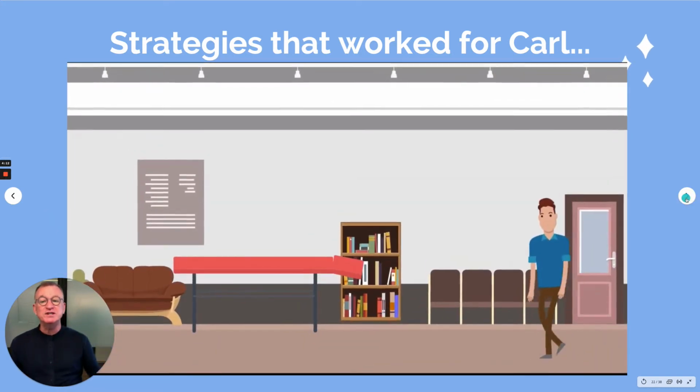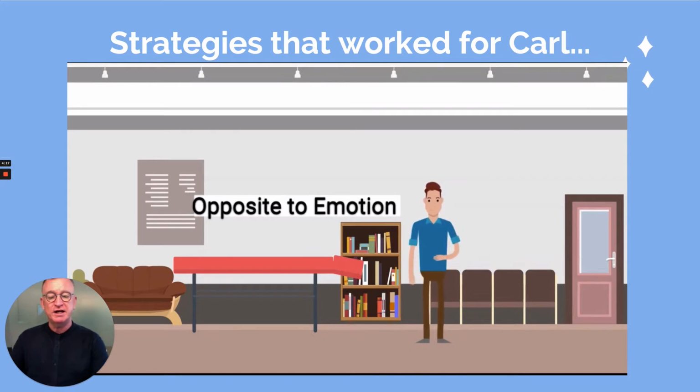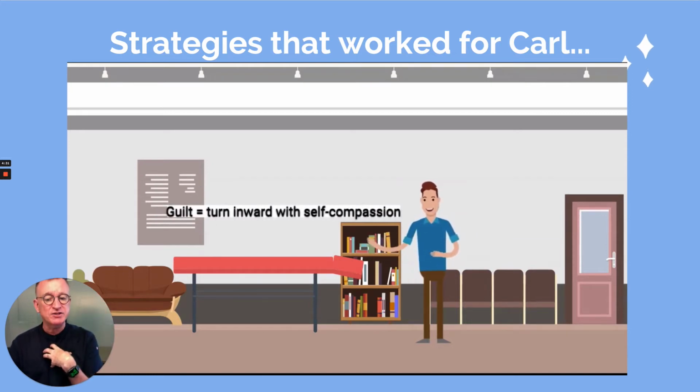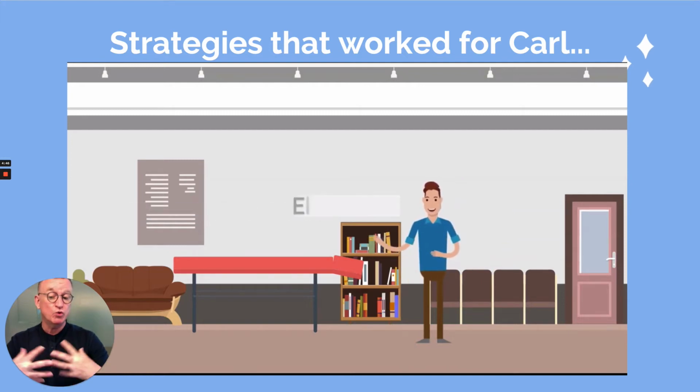So opposite to emotion is exactly how it sounds. It's basically feeling a negative emotion and acting opposite to it. And so in terms of panic, we agreed that Carl would smile, relax his body and say to himself, I can fix this. In terms of guilt, that he would turn inward with self-compassion, and in terms of anger, that he would smile, that he would say, I'm okay, and relax, and he would imagine the person causing his anger more positively instead of negatively. And so we would work on that together.